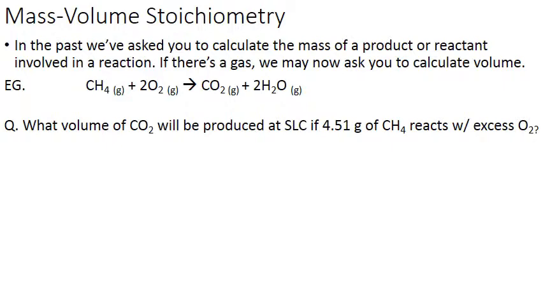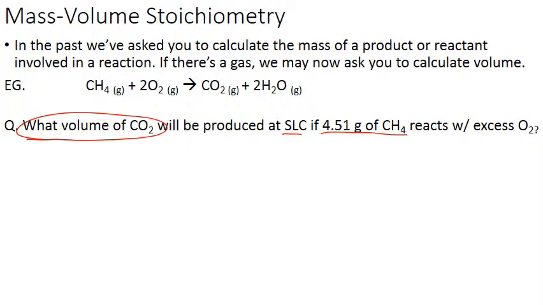So let's have a look at this question. Here we have the standard complete combustion of methane. We're going to ask what volume of CO2 will be produced at SLC if we have 4.51 grams of CH4 reacting with excess oxygen. So follow exactly the same process as you would for any other stoichiometry calculation. Circle your unknowns, underline your known sets of data, and then set about your problem.